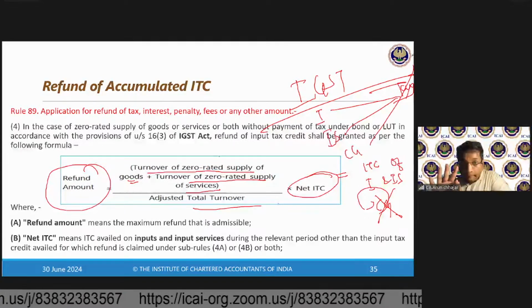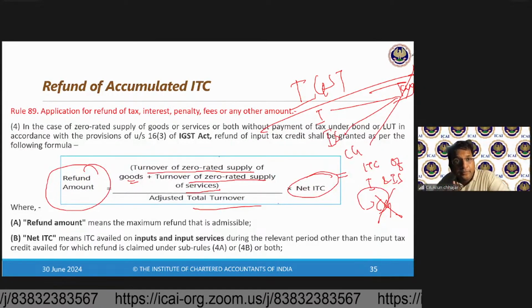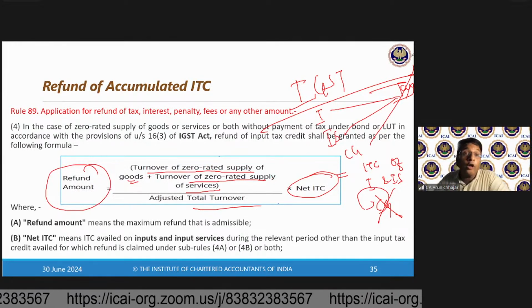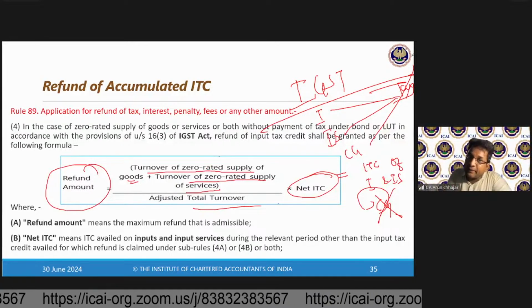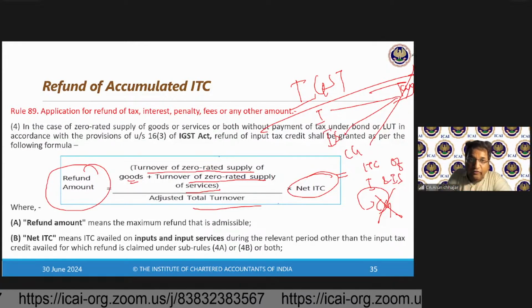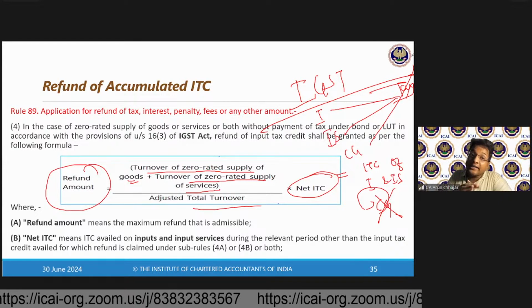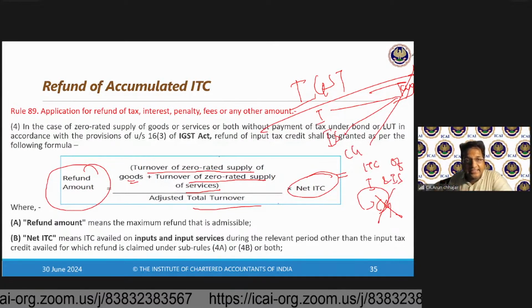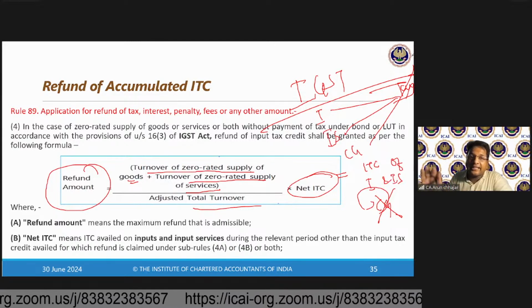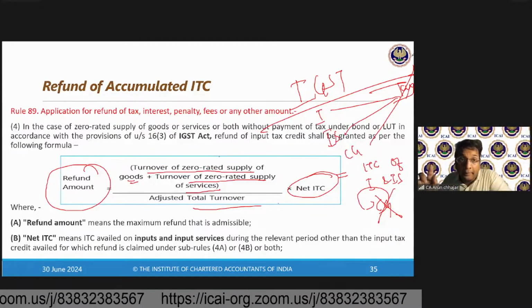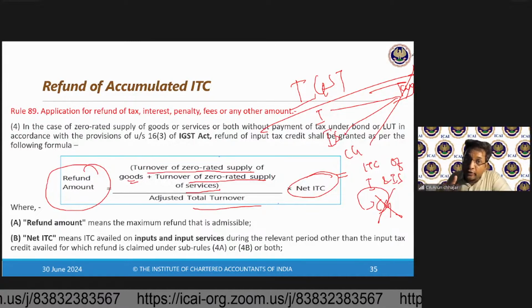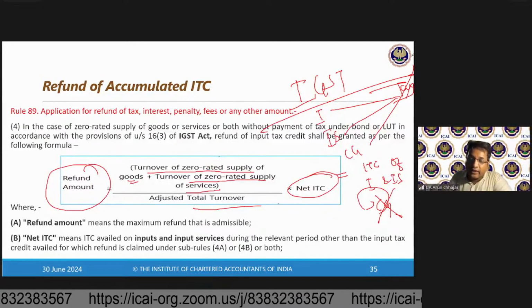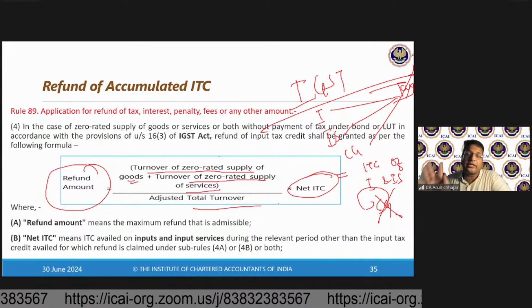No such bifurcation is required, meaning thereby if I am exporting whether goods or services, on payment of IGST, whatever tax I paid, whether it is paid through ITC of capital goods or input service, the entire amount of the tax paid will be refunded to me. It means I can say indirectly I am getting the refund of capital goods. But under the LUT route, one can take the refund of net ITC only. Net ITC means ITC of input and input service only.